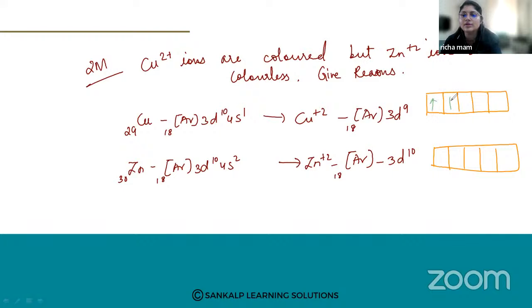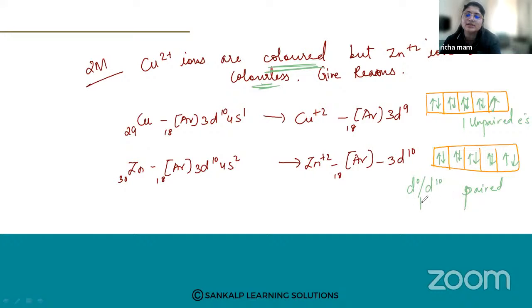Here there are 1, 2, 3, 4, 5, 6, 7, 8, 9. So there is 1 unpaired electron, and here it is 3d10, so all are paired. Because of this one unpaired electron, these ions are colored, and here all are paired electrons, so these are colorless. Remember that whenever you have a d0 or d10 system, they are colorless in nature. Okay, fine. Go for the next one.